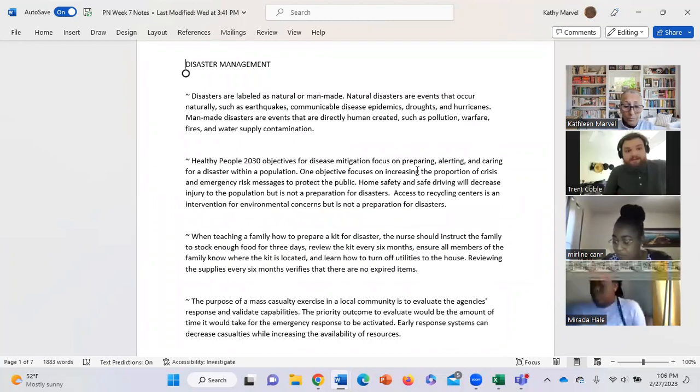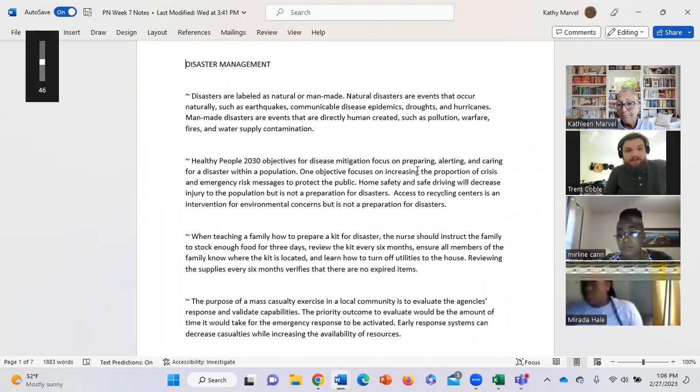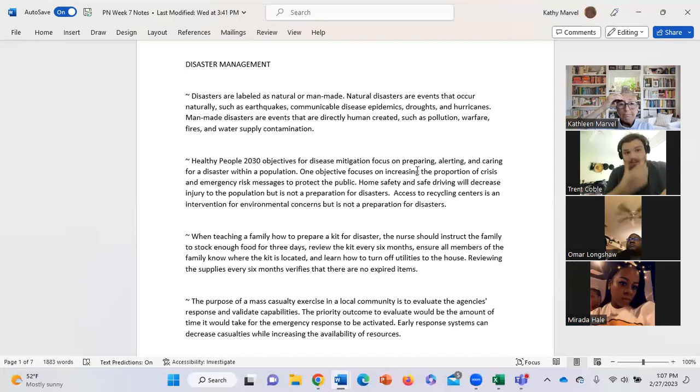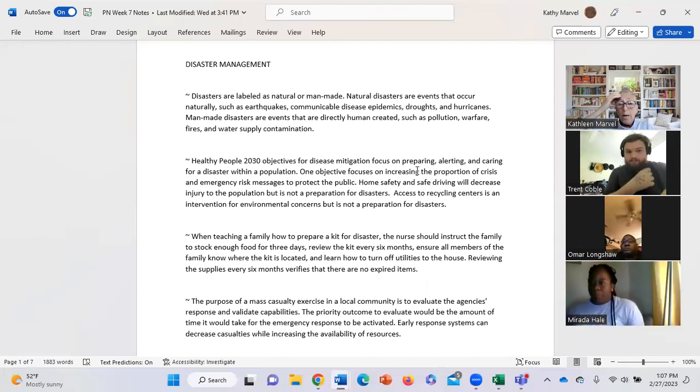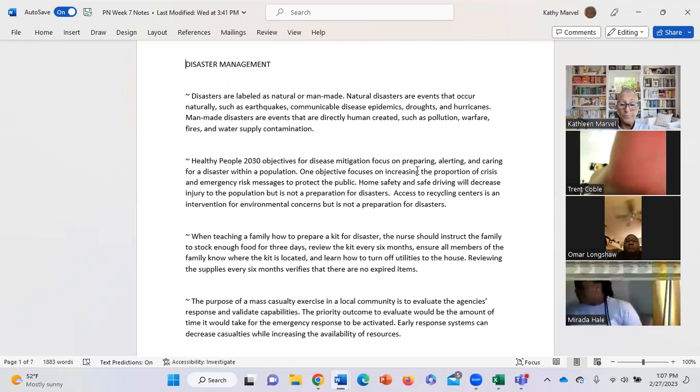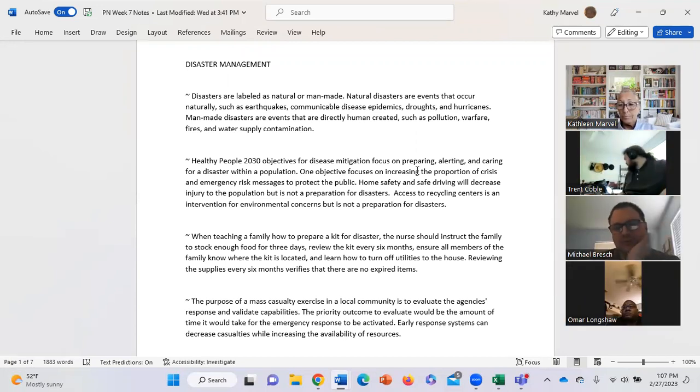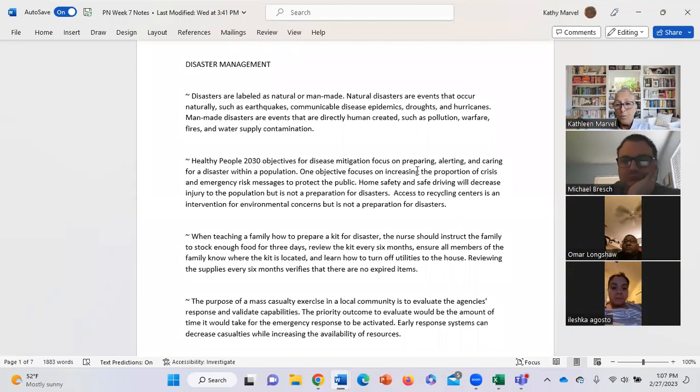Yeah, disasters happen all over the place, so families should know how to handle them. Triage. There's two kinds of disasters, natural disaster and man-made. What are some examples of natural disasters? Tornado, hurricane, snowstorm, blizzard, tsunami. Great. What about man-made disasters? War, bomb, pollution, fires, water supply contamination. You have to be able to identify the difference between a man-made and a natural disaster.